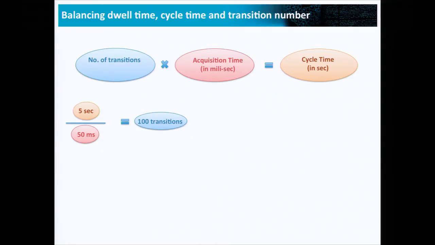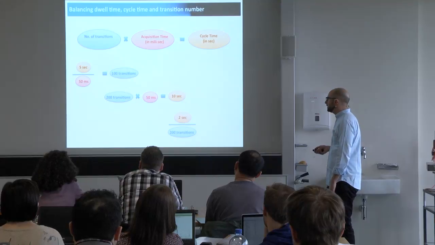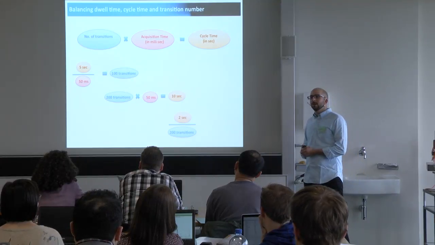100. Then I can say, well, 100 transitions, if I take 5 transitions per peptide, gives me 20 peptides, but actually I would also like to measure both the light and heavy, so I need 200 transitions. So if I take 200 transitions and 50 milliseconds for each of these transitions, I will get a cycle time of 10 seconds, and then I can say, well, this is actually not a very good cycle time in my case. It's too long, I will not get very nice peaks. Let's try and reduce it. Let's take 2 seconds and 200 transitions. So what's the dwell time?